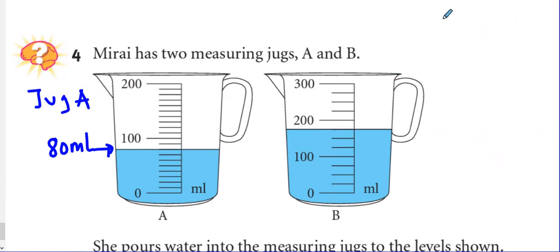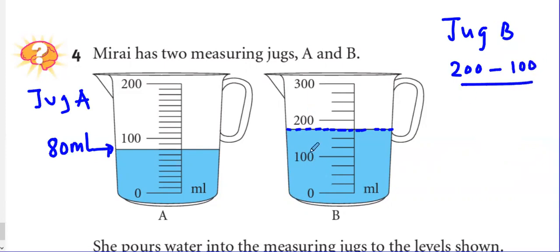Jug B, we have to read jug B. Okay, so the level in jug B is here. The water level is somewhere there. Now this water level is between 100 and 200. So go ahead taking 200 minus 100 divided by how many lines are there between 100 and 200? How many lines are there? So this is 100. This 100 is counted as 0, 1, 2, 3, 4. So there are 4 lines between 100 and 200. Let me check again. This 100 is counted as 0, 1, 2, 3, 4. So there are 4 lines between 100 and 200.